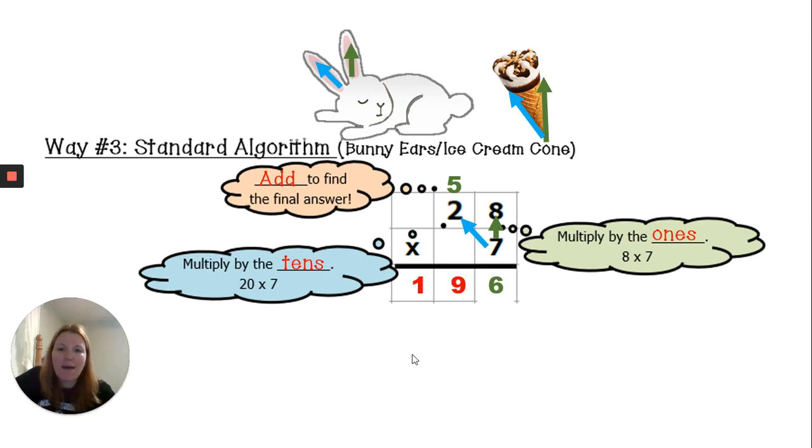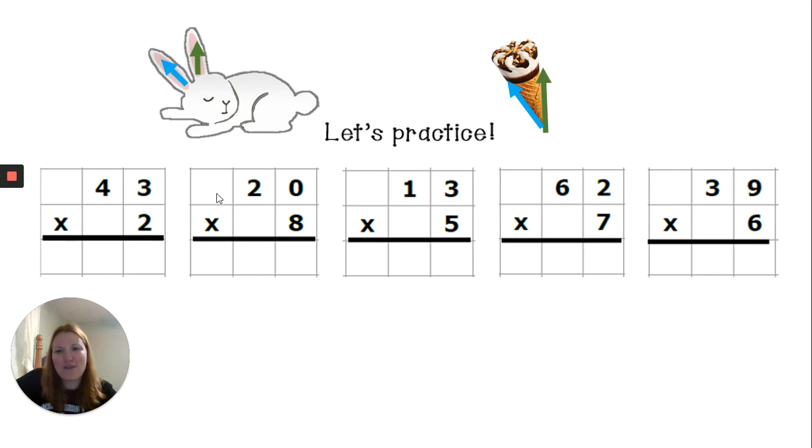So let's try 5 more problems together today to get that. And I've got my bunny ears and my ice cream cone up there at the top to kind of remind you of the order. We'll multiply by the ones, multiply by the tens, and then add.